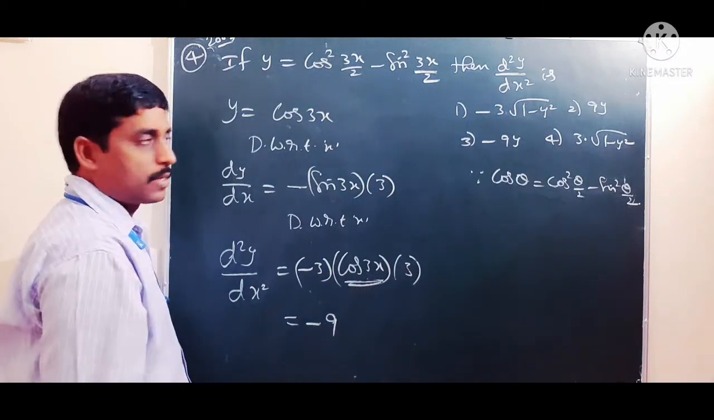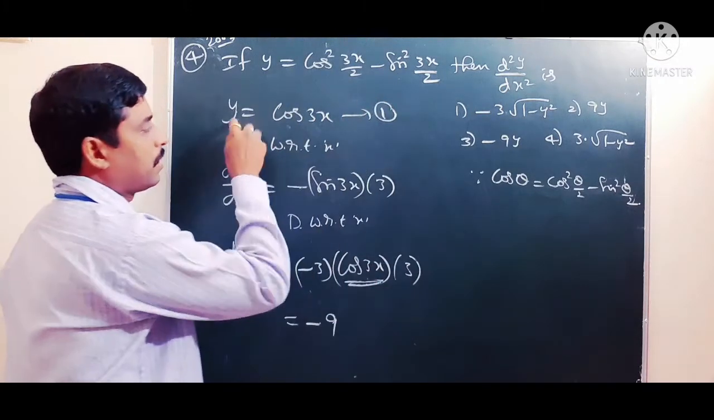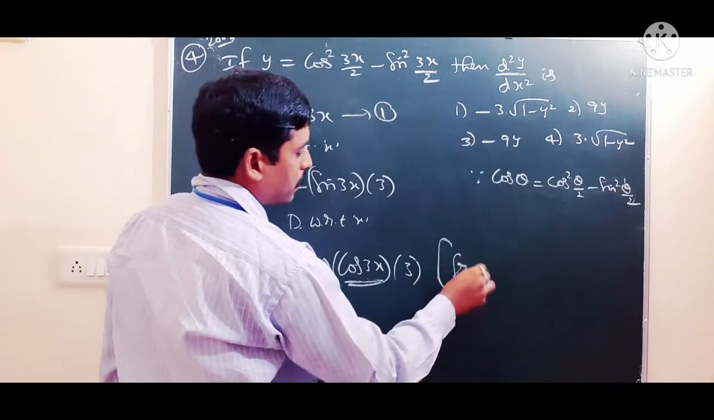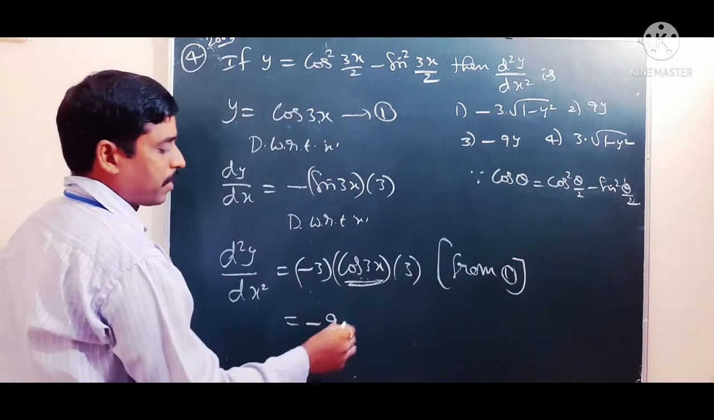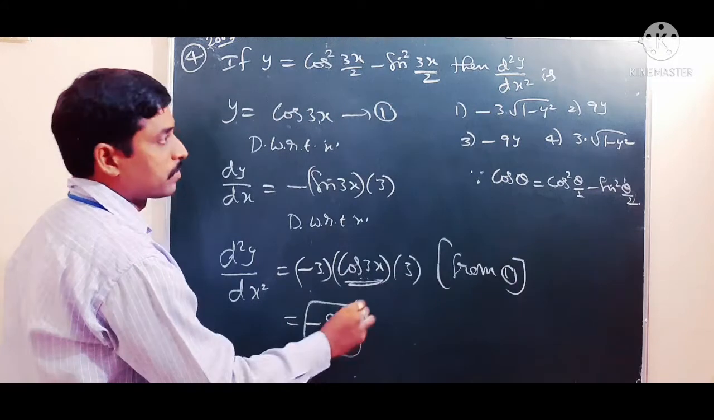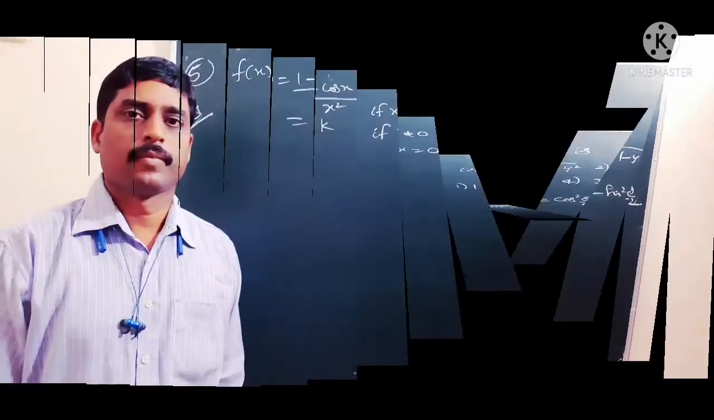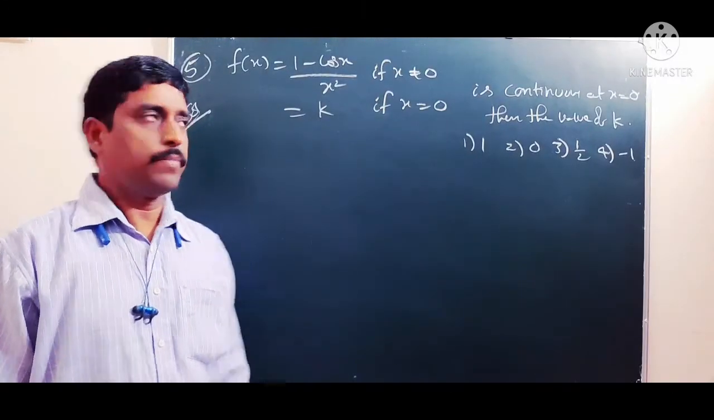This cos 3x expression we should write as y from equation 1. So cos 3x, this expression, write y. So minus 9y is the correct answer. Option 3 is the correct answer. Let us go to the next problem.